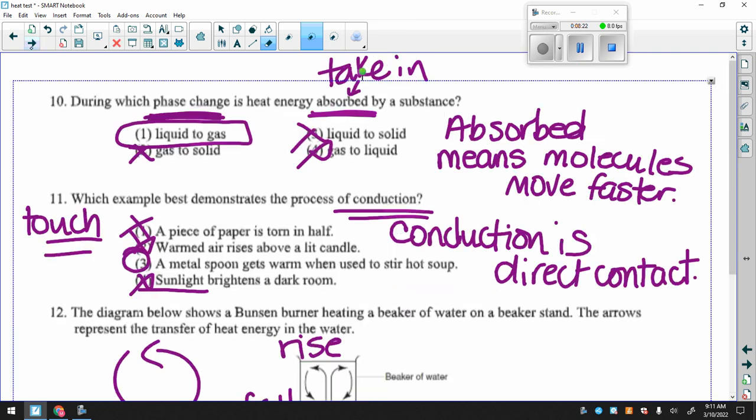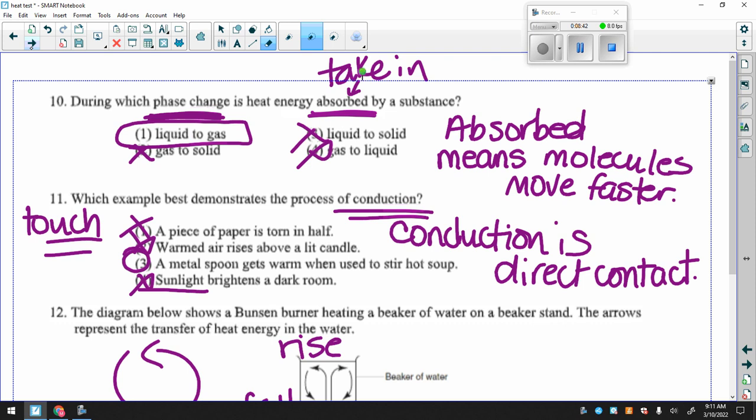Next question, number 10. You know the correct answer. Just circle it and you can go back to it. During which phase change is energy absorbed? We know the word absorbed means take in. Write it down. Absorbed means molecules move how? Faster.